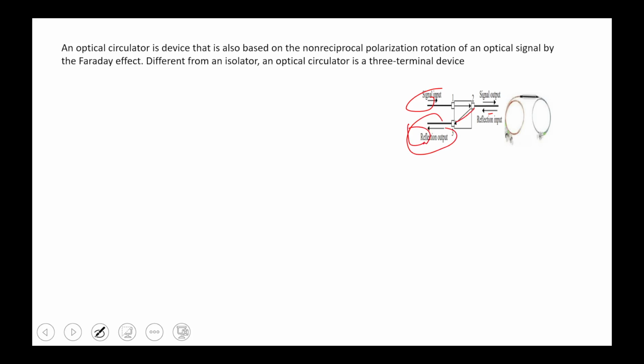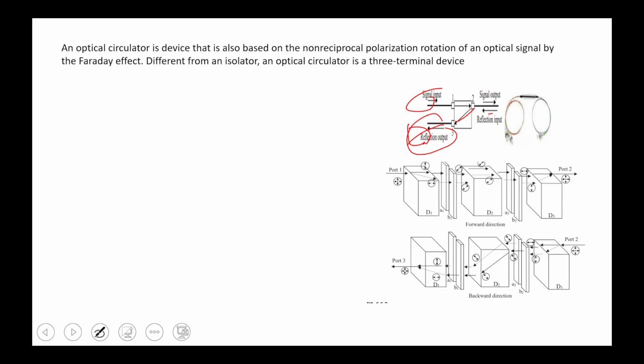There will be a Faraday rotator that rotates the signal again. This is the diagram of the forward direction, the same as the isolator, and this is the backward direction. There will be two Faraday rotators here, one and a second, so in between we have the two Faraday rotations. First it will be polarized by 45 degrees, then again 45, so 45 plus 45 is 90 degrees, and it will become horizontal in that case.